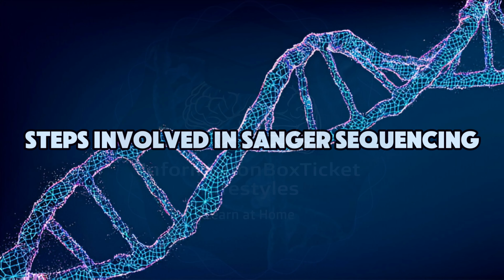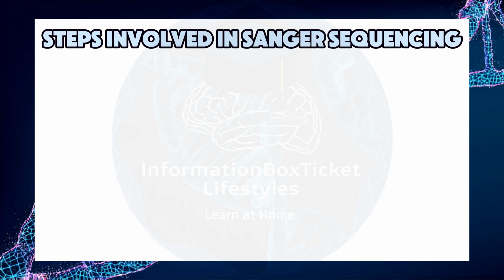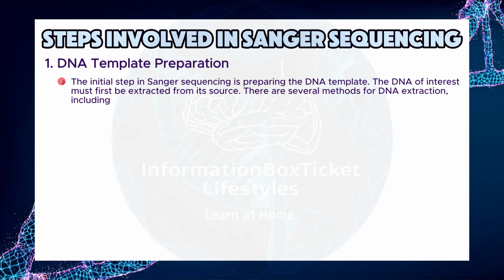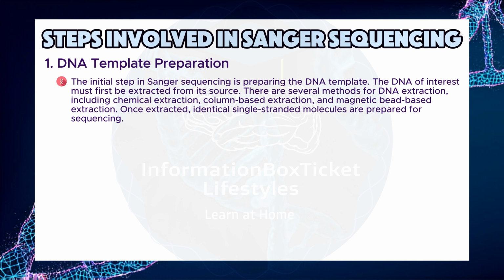Steps involved in Sanger sequencing. Sanger sequencing involves the following 4 steps. 1. DNA template preparation. The initial step in Sanger sequencing is preparing the DNA template. The DNA of interest must first be extracted from its source. There are several methods for DNA extraction, including chemical extraction, column-based extraction, and magnetic bead-based extraction. Once extracted, identical single-stranded molecules are prepared for sequencing.